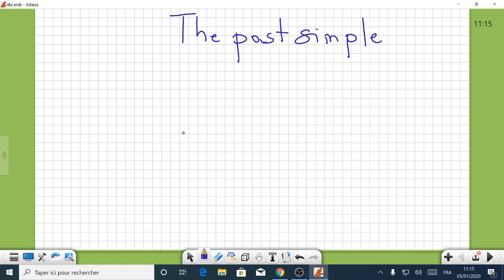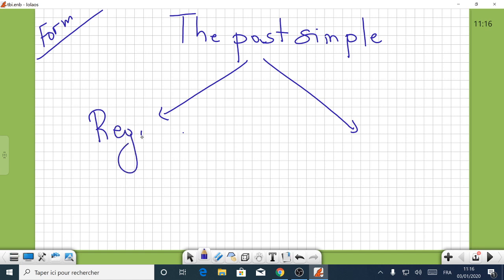The first step that we are going to deal with is the form of the simple past. We will see how to form the simple past in English, and we start with the two types that we have in the simple past. Okay, so in English, when we talk about a simple past, we talk about two categories, two types, two forms. The first one is regular, and the second one is irregular.